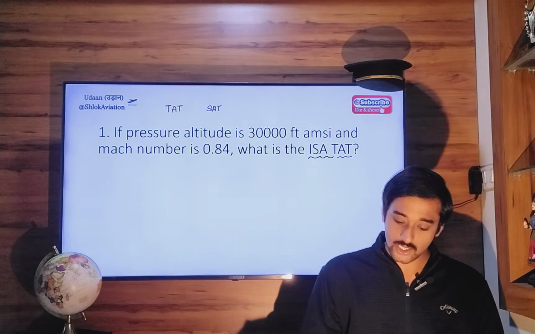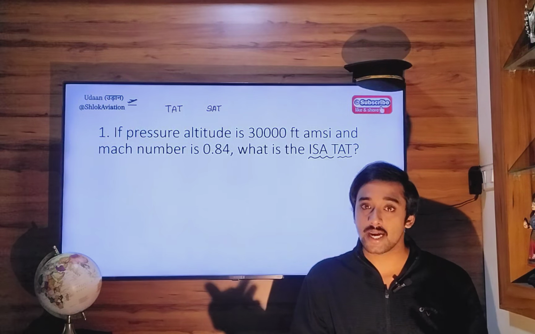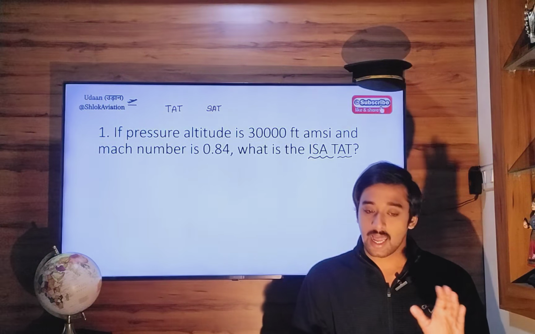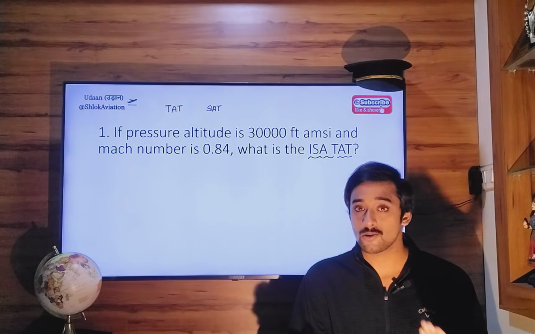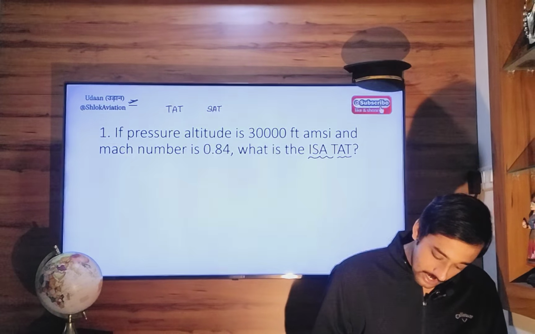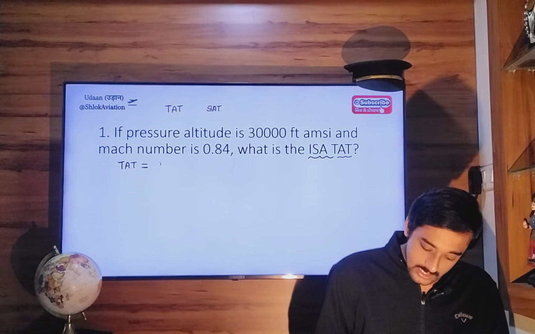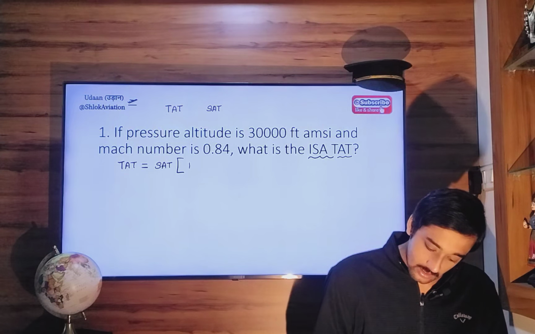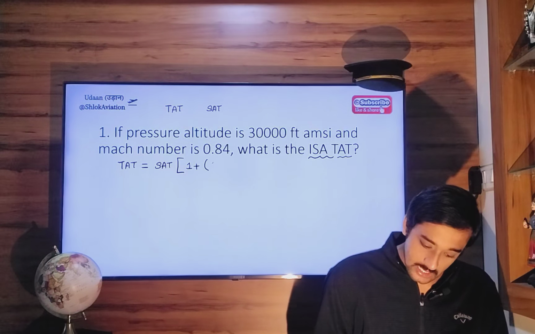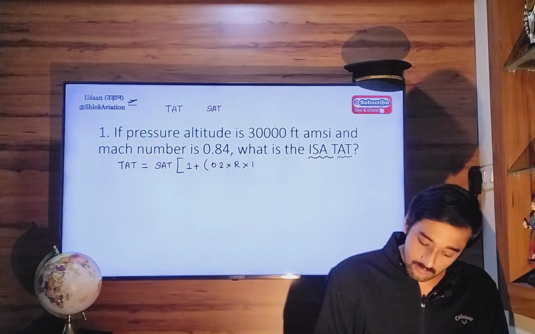Now here they have asked us to find out total air temperature. If they had asked us to calculate static air temperature, we would have just applied the ISA formula to 30,000 feet pressure altitude and calculated that. But for total air temperature, the formula is: total air temperature equals static air temperature, big bracket, 1 plus 0.2 into recovery factor into Mach number squared. This is the big formula.